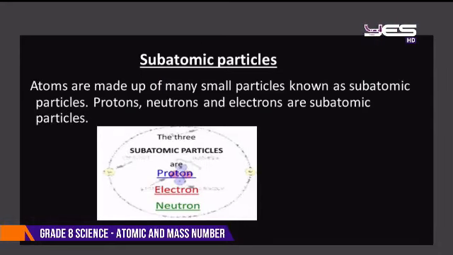Next we can discuss about subatomic particles. What are subatomic particles? That means the particles which are present in an atom. They are known as subatomic particles. Do you know which are these particles? Protons, electrons and neutrons are these subatomic particles. We can make the code, that is PEN: proton, electron and neutron. That's the easy way to remember.